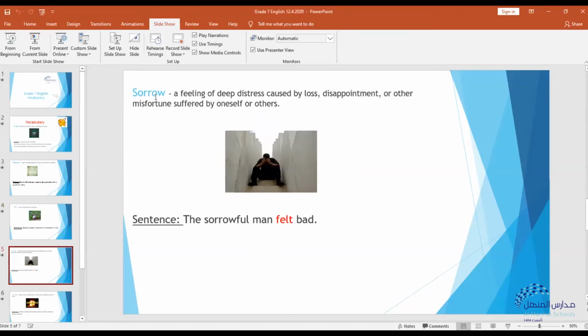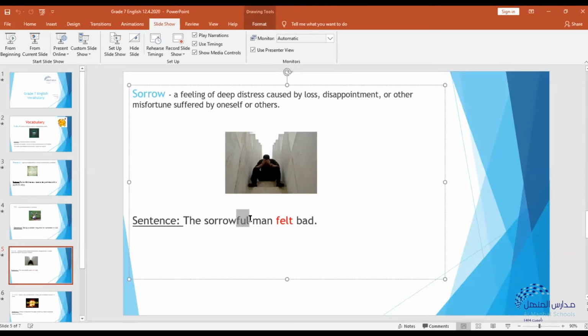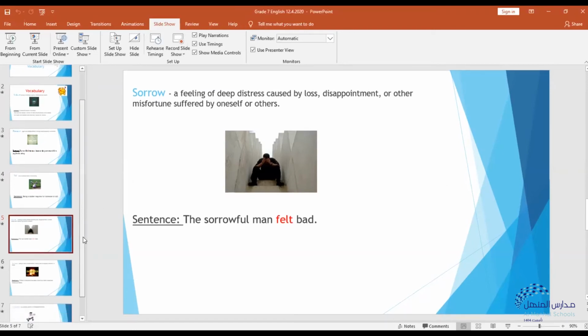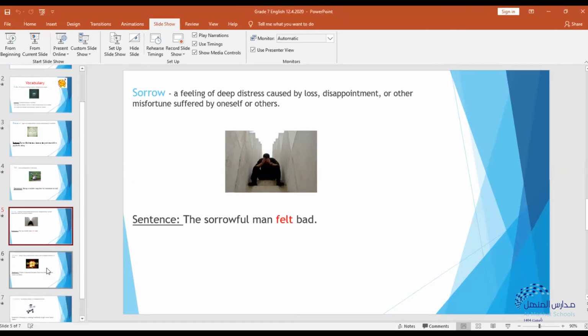The next word was sorrow. Sorrow is a feeling of deep distress caused by loss, disappointment, or other misfortune suffered by oneself or others. So the people that moved to California, that lost their farm and all their possessions, felt deep sorrow. They felt deep distress because they lost all their possessions. They were disappointed, they were unlucky, it was misfortune. The sentence here says, the sorrowful man felt bad. So we used sorrow in another context, to describe how this man felt. He was a sorrowful man. He was in deep distress because of the loss.